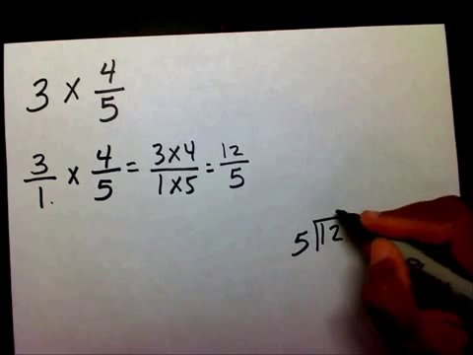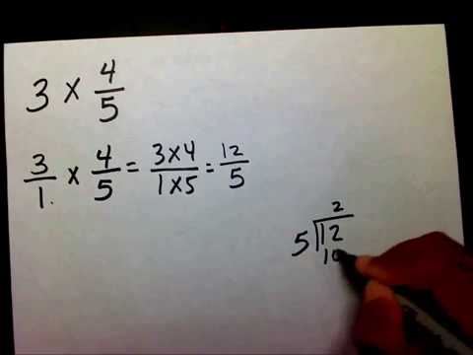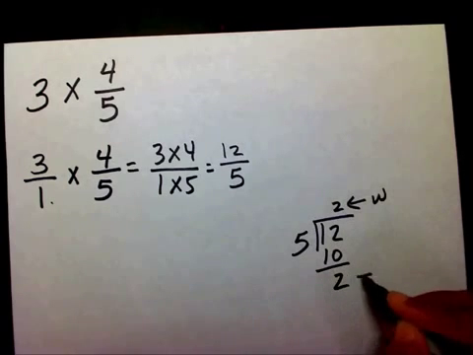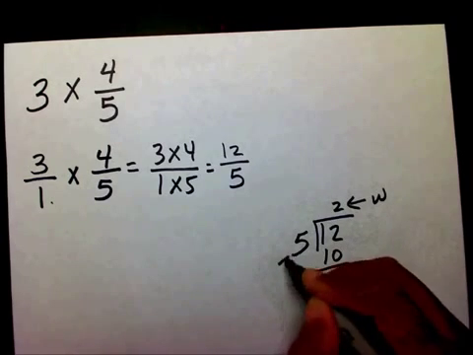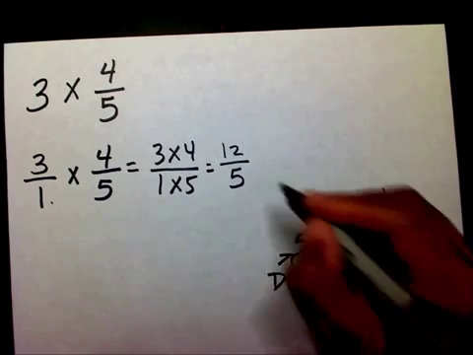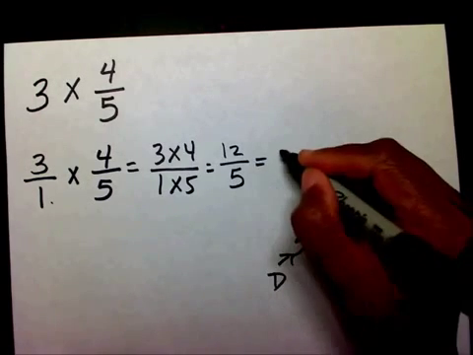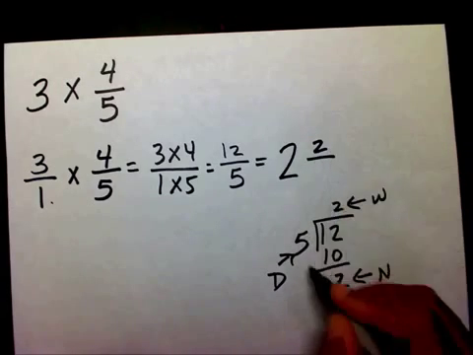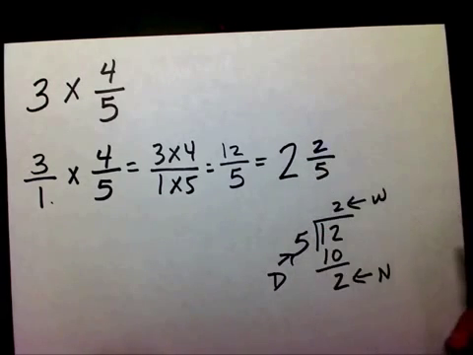5 goes into 12 2 times. So this is my whole number. This is my numerator. That's my denominator. So I have a whole number of 2. My numerator is 2. And my denominator is 5. And this is in lowest terms.